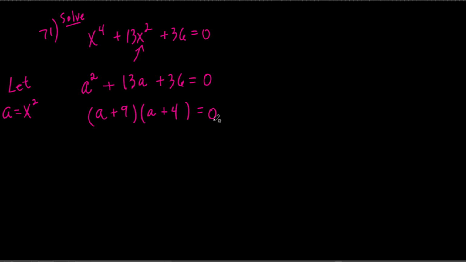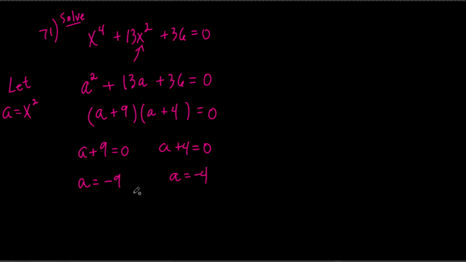Now look, these two things are multiplied together and it equals 0. So I'm going to take both of these and set them equal to 0. We've done this several times today already. We've done it way in the past. So let's solve for A. A is equal to -9 and A is equal to -4.